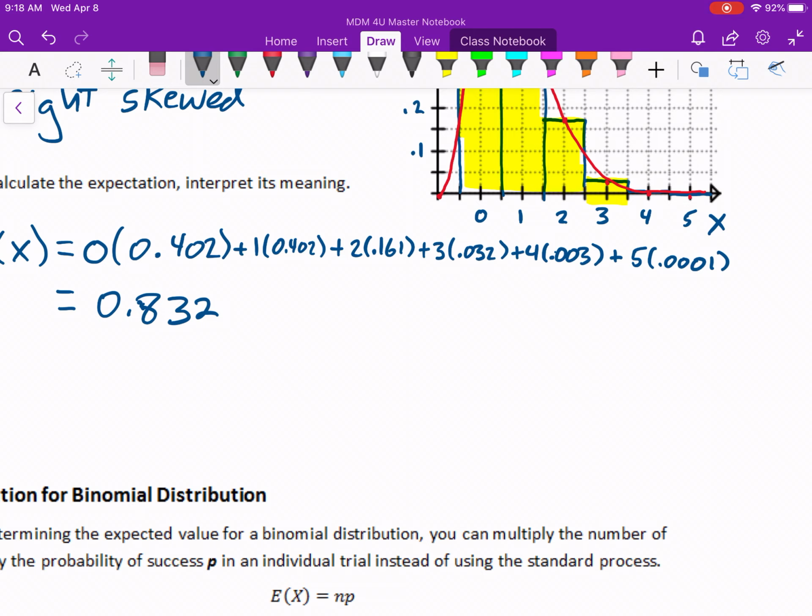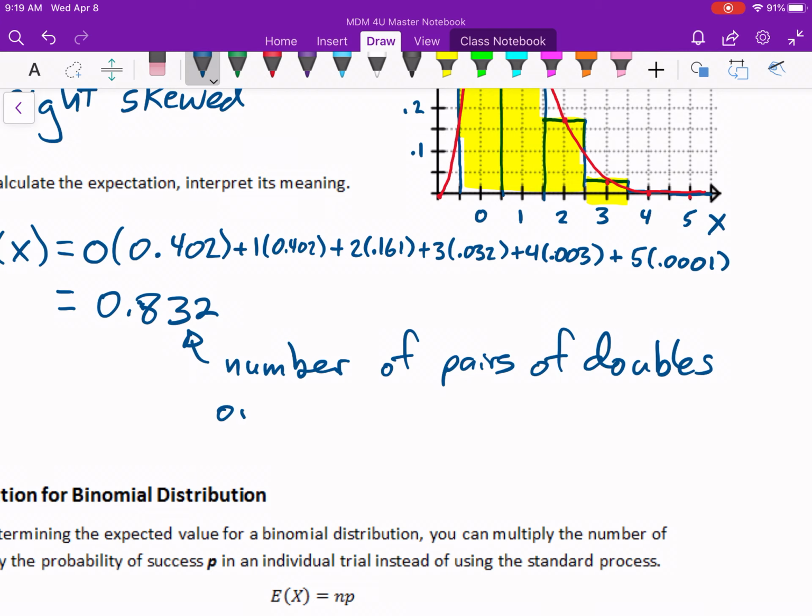rolls we do. In fact, if we roll a pair of dice many, many times, then the average number of pairs of doubles that we would expect for each set of 5 would be 0.83. So the closest that we could round this to, if I had to make my best estimate for the number of pairs of doubles that I would expect, would be 1. But this is the number of pairs of doubles on average.